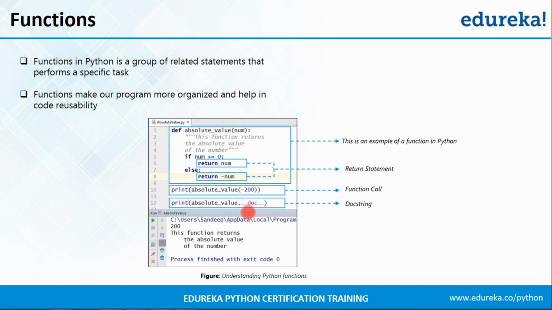And if I want to find out the docstring of a particular function, I'll use the name of my function, dot, double underscores doc, and then double underscores again. Since I'm printing this, it will return 200, the absolute value, and it is returning the docstring, which is that this function returns the absolute value of the number. Monica is asking why the double underscore. This is just the syntax of how to print docstrings. This is the default syntax of Python, Monica.